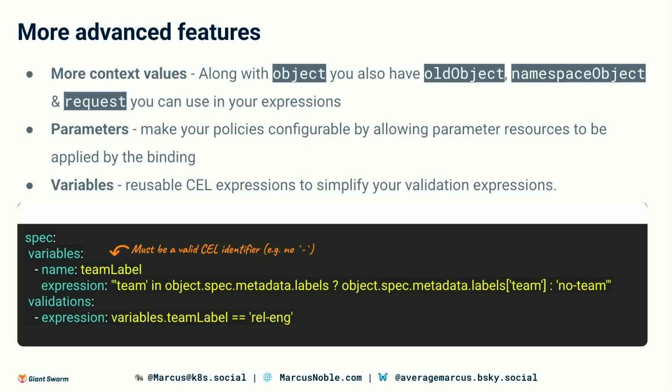What this means is we can define a variable within our policy itself. So here I've defined this teamLabel variable that equates to this CEL expression here. This CEL expression will check if there is a team label within the object.spec.metadata.labels. If there is, we're going to set it to the value of that label. If that label doesn't exist, we're going to default to no team. That means then in our expressions, rather than writing out that big long CEL expression each time, we can just say variables.teamLabel equals rel-eng. And often then we can have multiple of these, building up more complex CEL expressions.